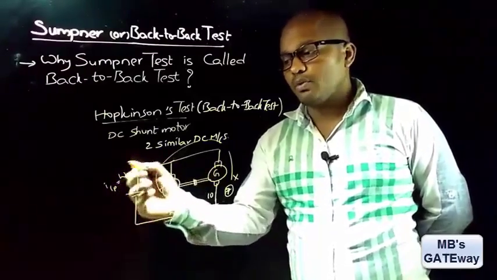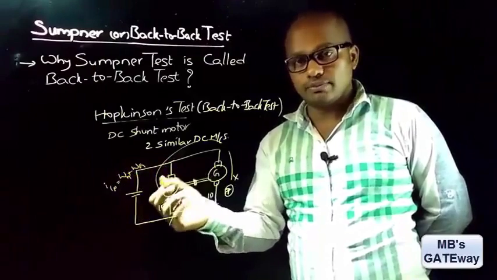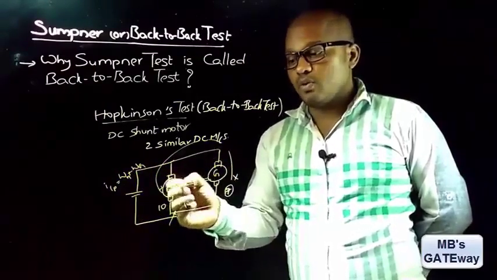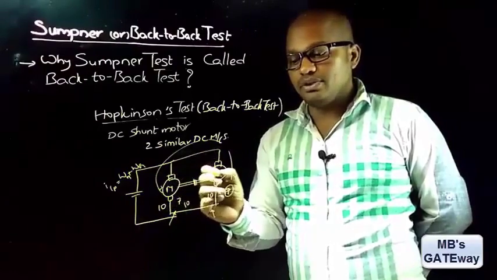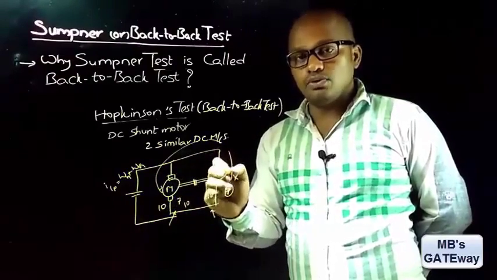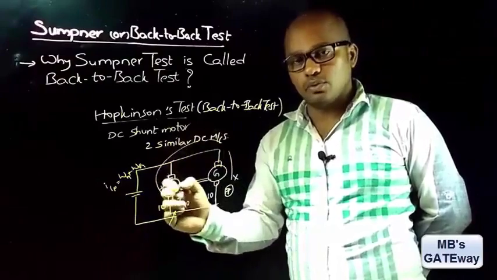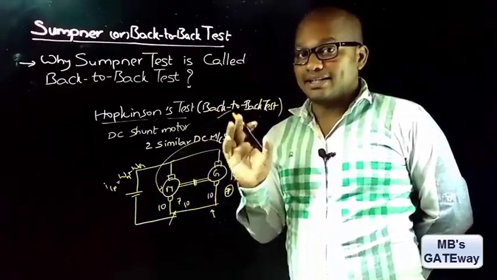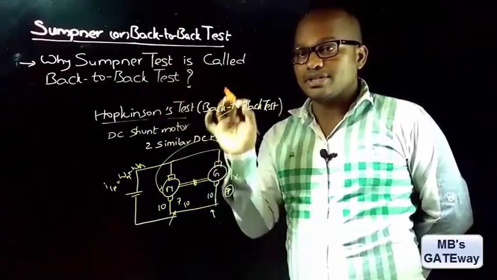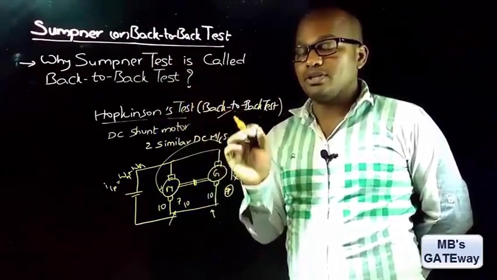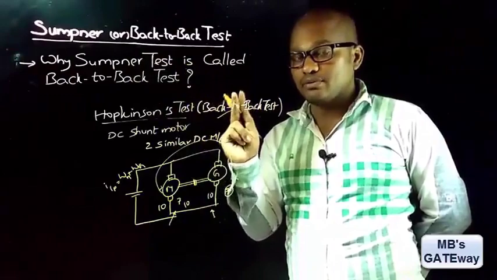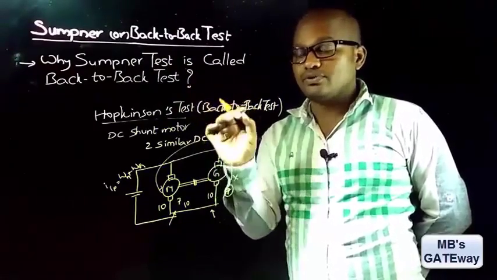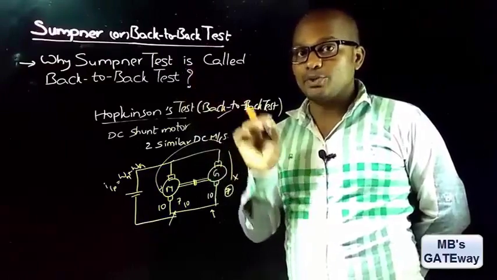So if you can now provide input equal to the total loss of the machines, this set will run continuously, as the output of the motor is fed to the generator and the output of the generator is fed back to the motor. So this test is called the back-to-back test. And coming to Sumpner's test, it is also called a back-to-back test because there we make use of two transformers, and one transformer acts as load to the other transformer. So that's why Sumpner's test is also called the back-to-back test.